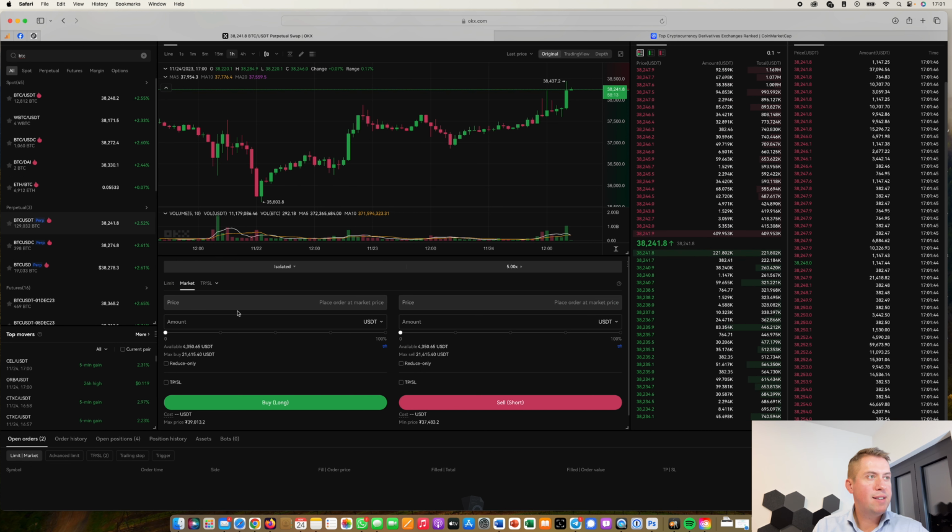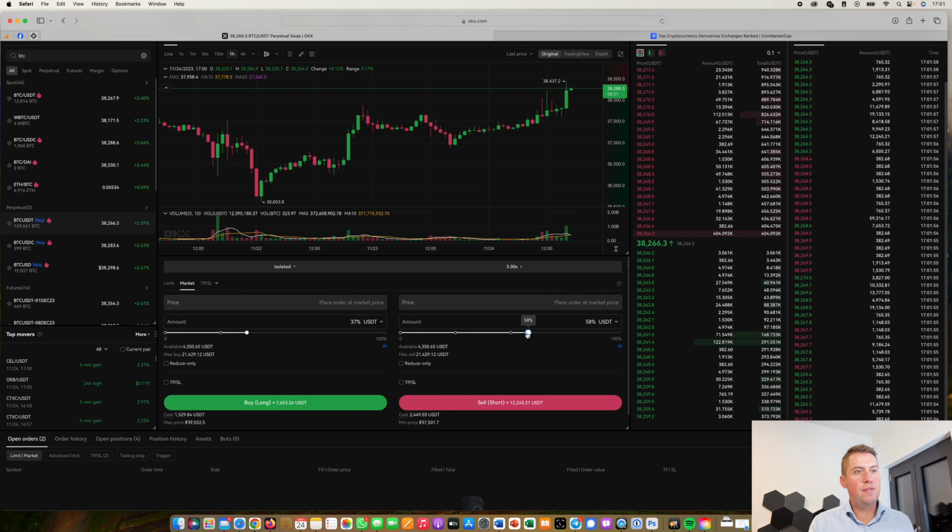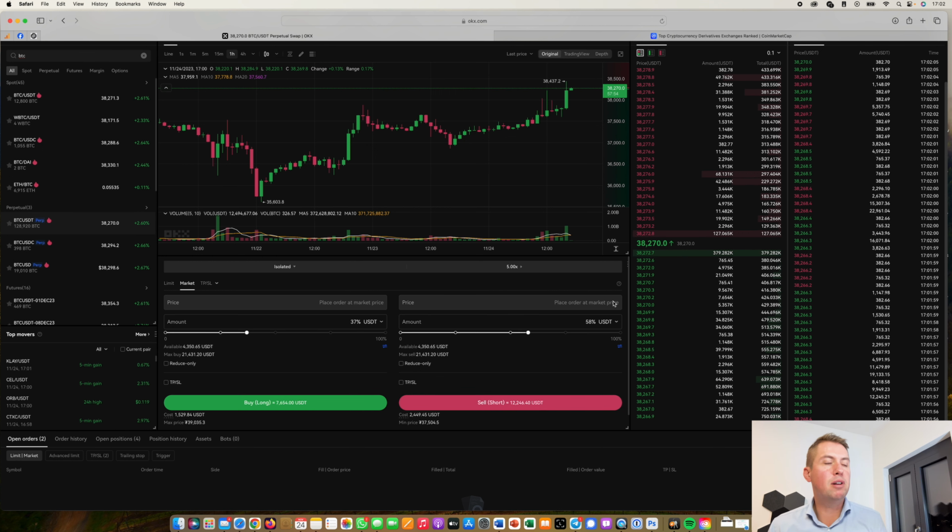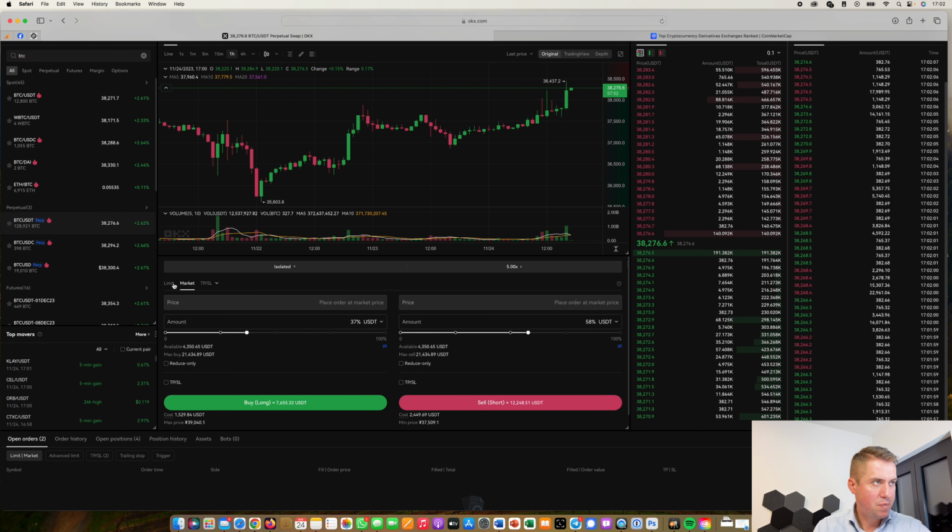And then you can either open up a market position. So you just select how much you want to invest, and then you just click buy, and it would automatically open up a long position, or sell, and it would automatically open up a short position for the best price available on the market.